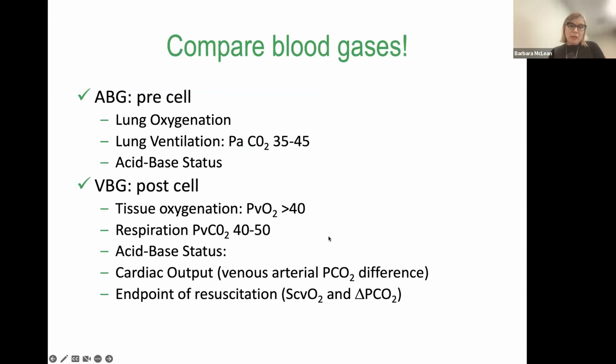So anybody who's been on my talks before, I talk a lot about comparing blood gases, talking about arterial blood gas and venous blood gas. The arterial blood gas is fantastic for monitoring lung oxygenation and lung ventilation. When I look at PaCO2, normal 35 to 45 millimeters of mercury, PaCO2 is reflecting the CO2 that remains in the blood after elimination via ventilation has occurred.